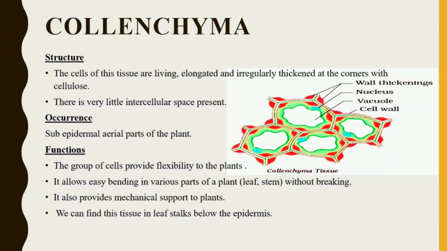So they are located in the subepidermal aerial parts of the plant. Function: they provide flexibility to the plant. It also helps in easy bending in various parts of the plant without breaking. It also provides mechanical support to the plants. And as we all have seen, this Collenchyma is present in the leaf stalks below the epidermis. Let's move on to the next slide.